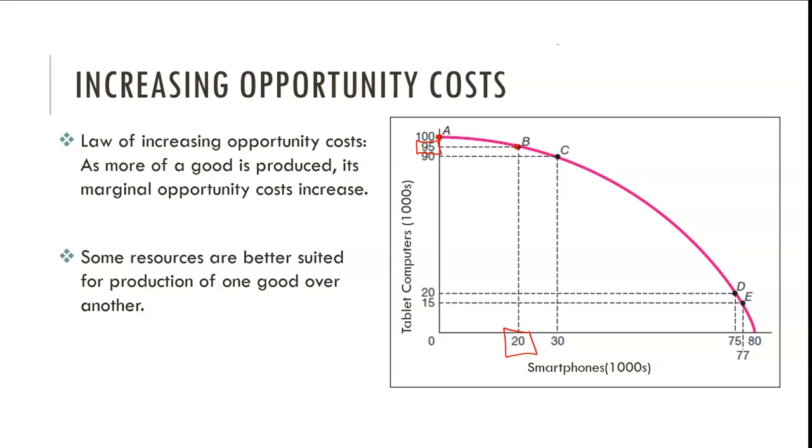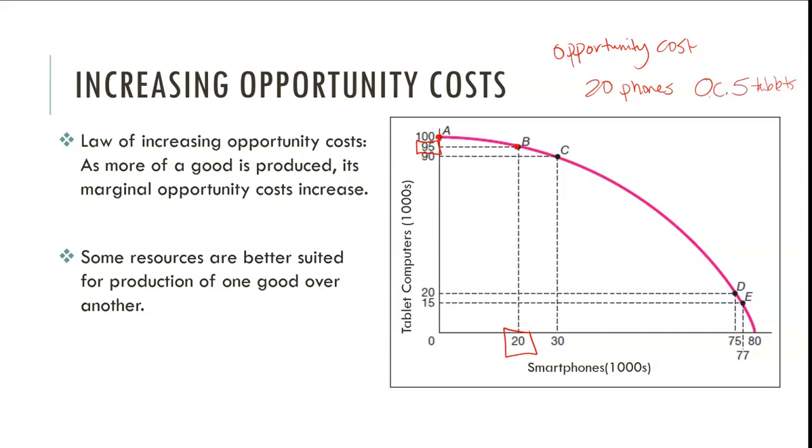So what is our opportunity cost? Well, the opportunity cost is what you had to give up. So in this case, to get 20 smartphones, the opportunity cost was the 5 tablets that we had to give up.